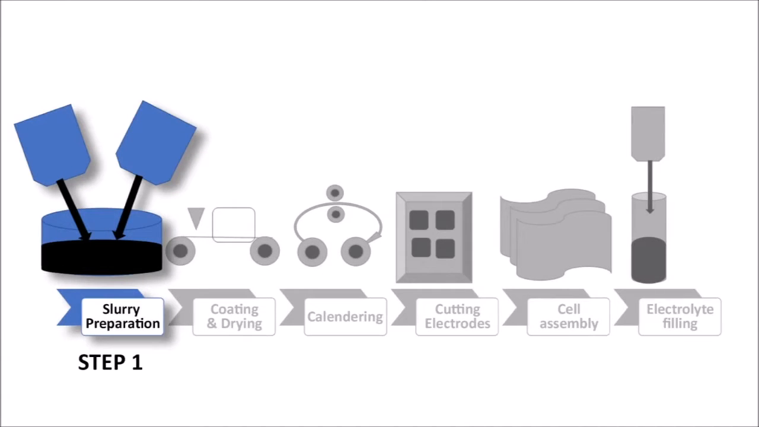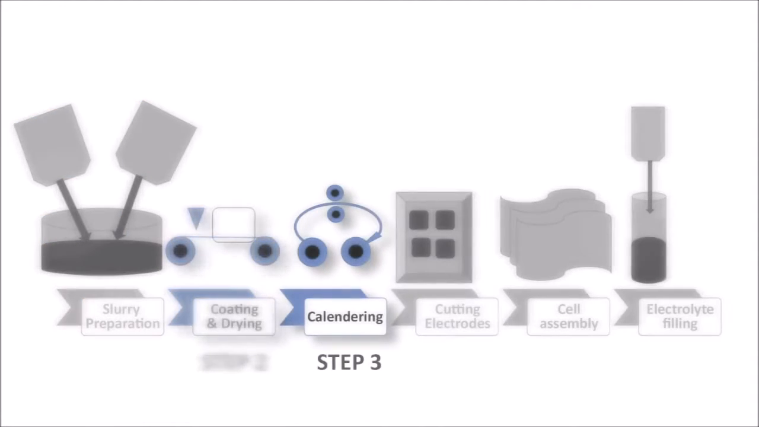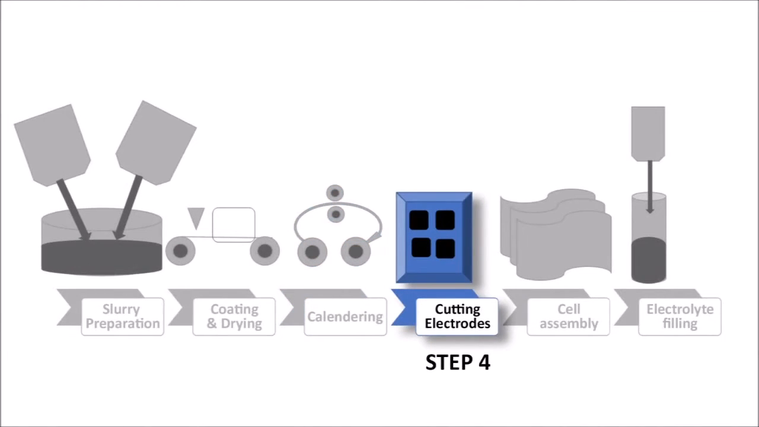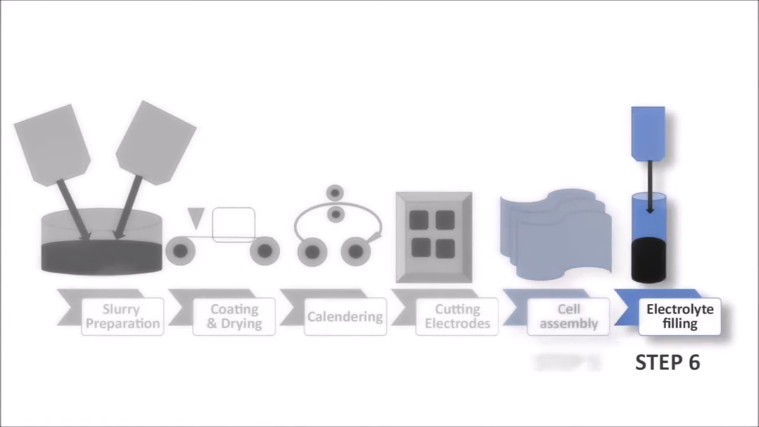Step 1, slurry preparation. Step 2, coating and drying. Step 3, calendaring. Step 4, cutting electrodes. Step 5, cell assembly. Step 6, electrolyte filling.